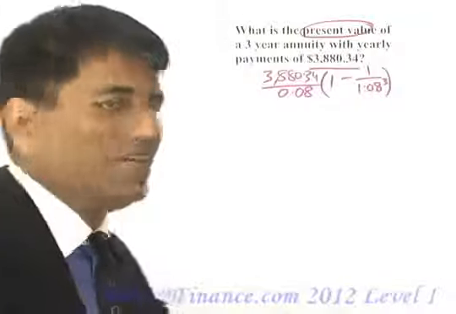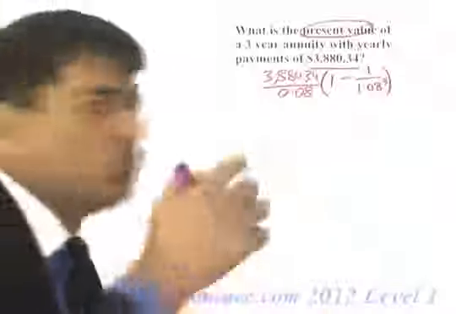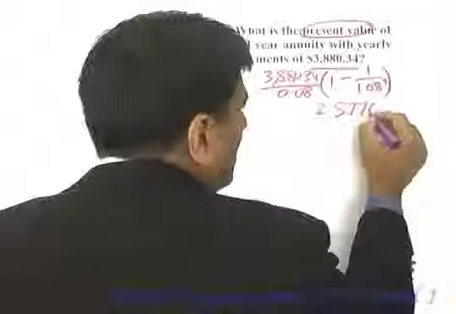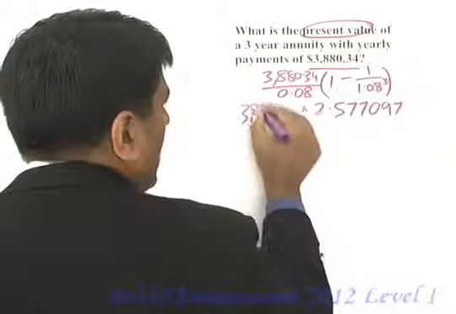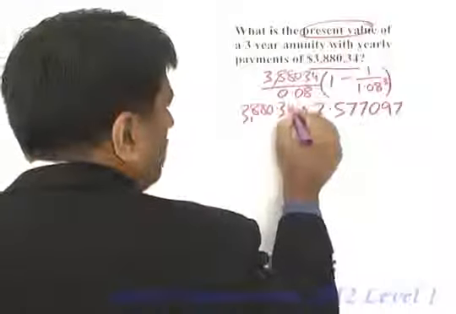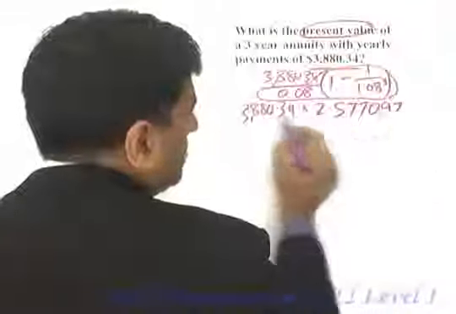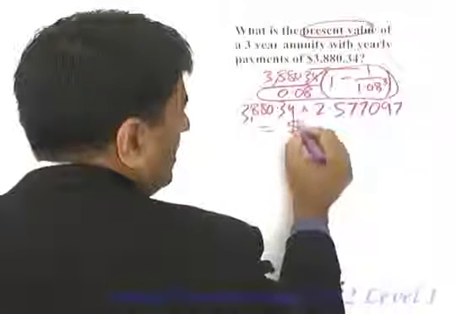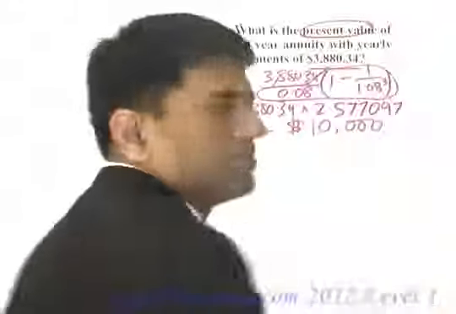So this amount is 2.577097 multiplied by 3880.34. So this amount is this multiplied by 3880.34, and you get 10,000.